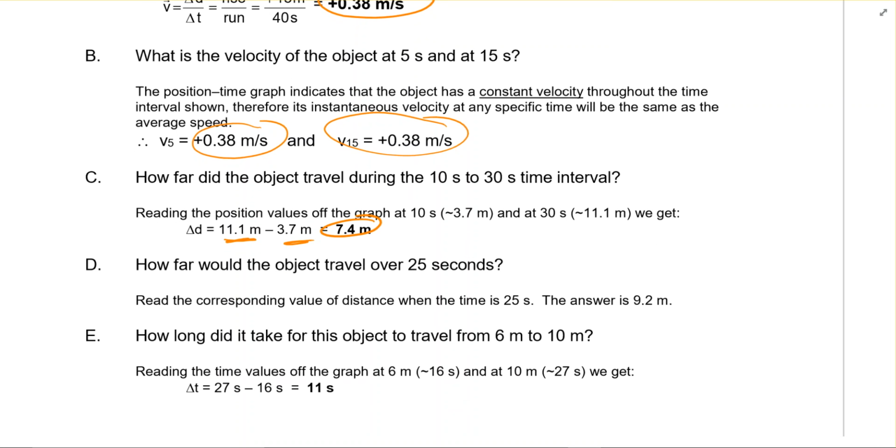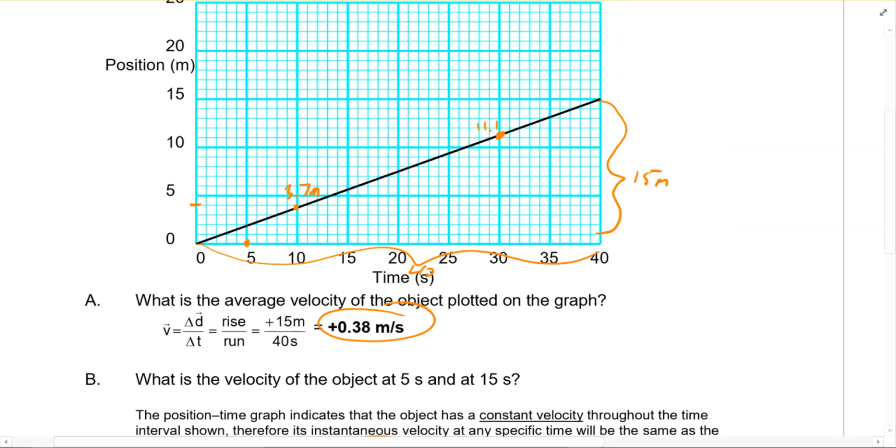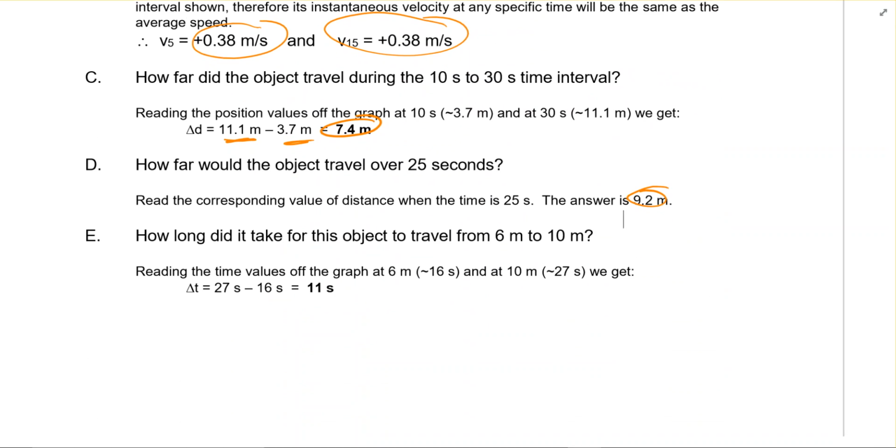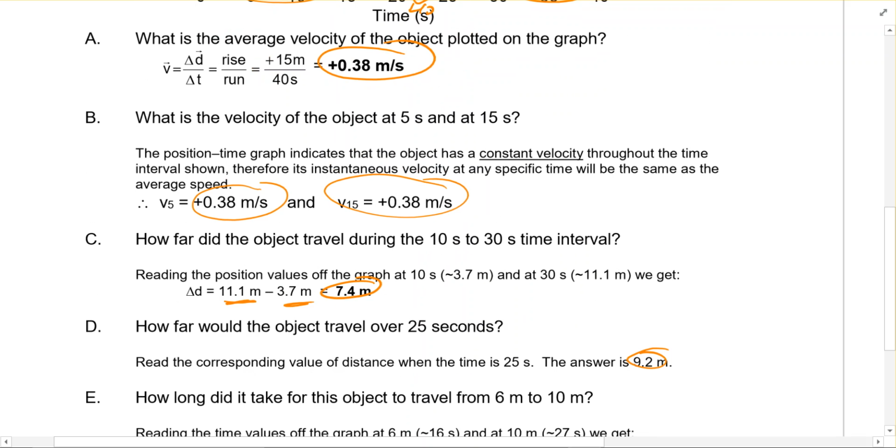How far would the object travel over 25 seconds? Don't overthink this one. You just have to look at 25 seconds and draw a line straight up. What's the distance at that point? I don't know, you have to do a little bit of guesswork there. I said 9.2 meters.